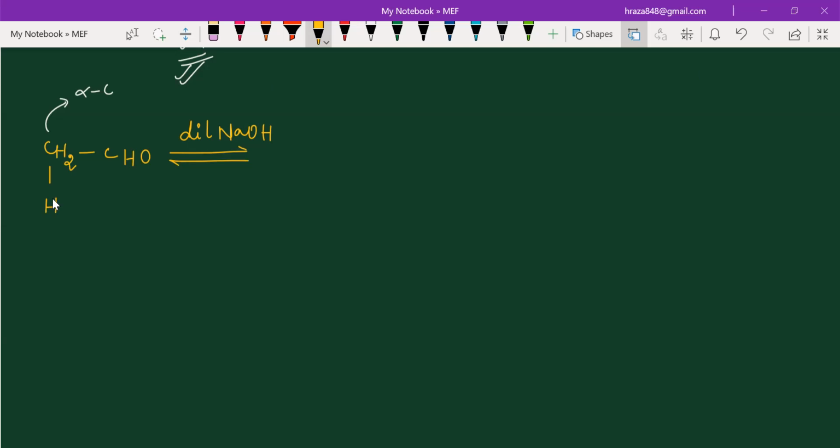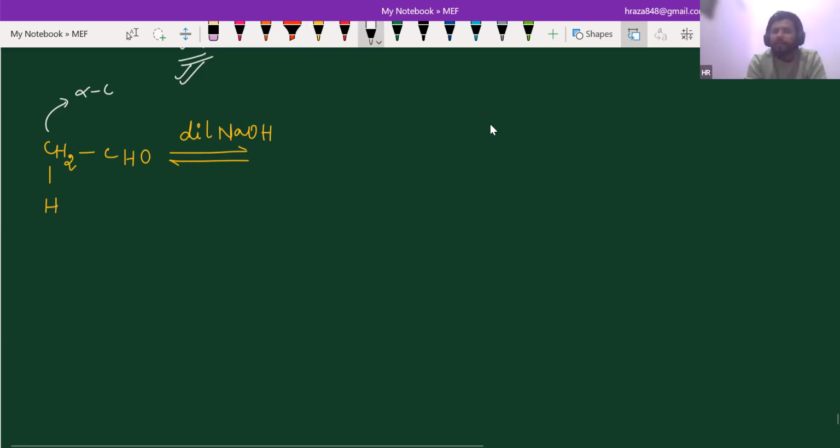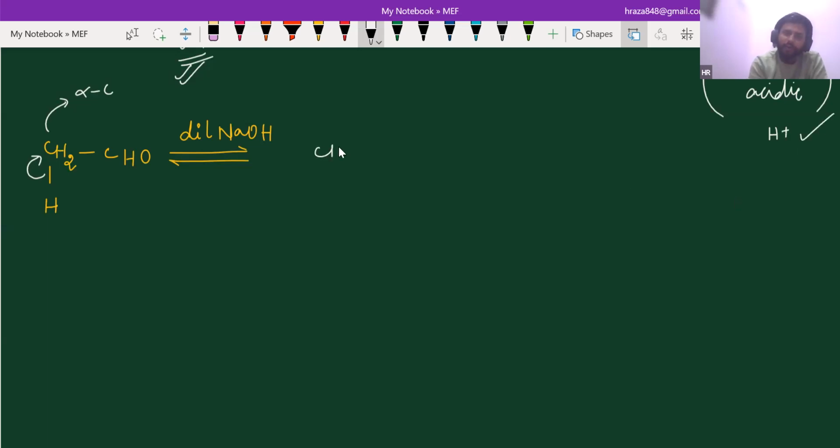Yes, sir. Now see, always remember that this alpha hydrogen is most acidic. Acidic means that if it is alpha hydrogen, it will be released in the form of H plus. That means carbon will take the electron from hydrogen, and H plus will be eliminated from the compound. So what we will have is CH2 minus, because carbon gained the electron from hydrogen, and the rest of the part will be as it is. Is that clear?